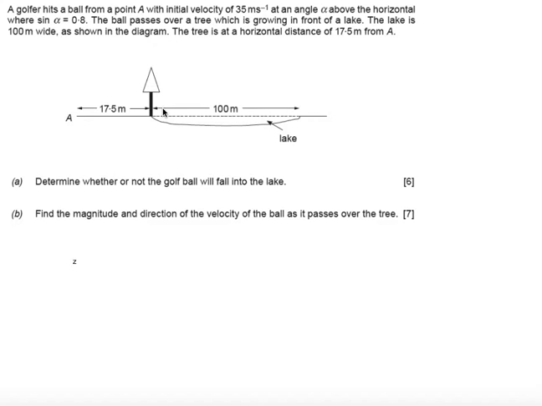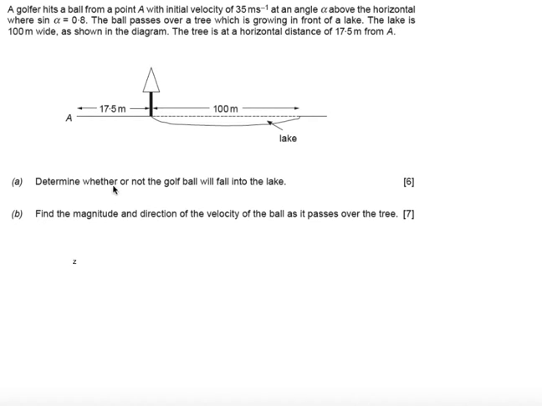A golf ball is hit from a point A with an initial velocity of 35 meters a second at an angle of alpha above the horizontal, where sine alpha equals 0.8. The ball passes over a tree which is growing in front of the lake. The lake is 100 meters wide as shown in the diagram. The tree is at a horizontal distance of 17.5 meters from A.